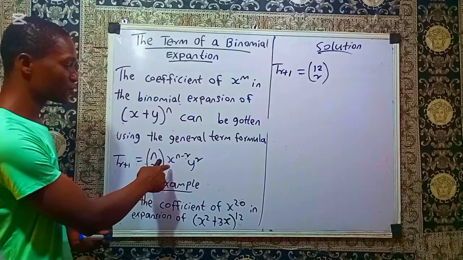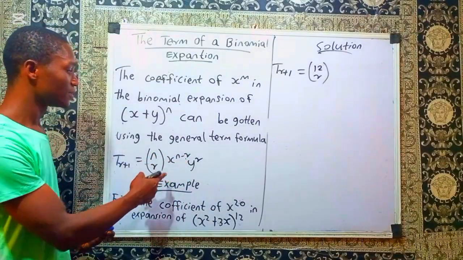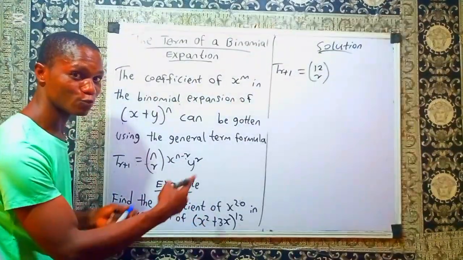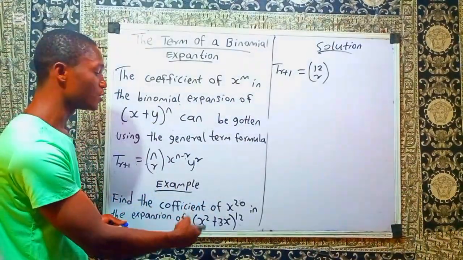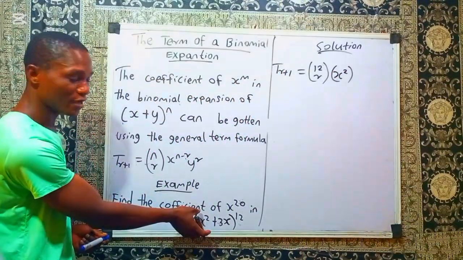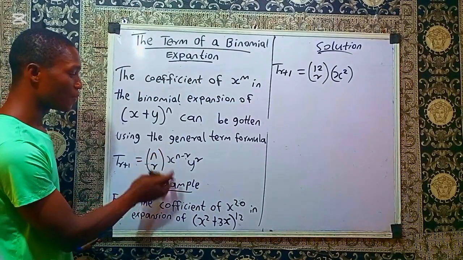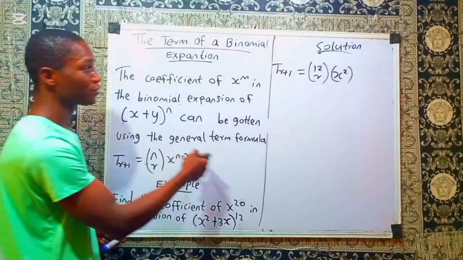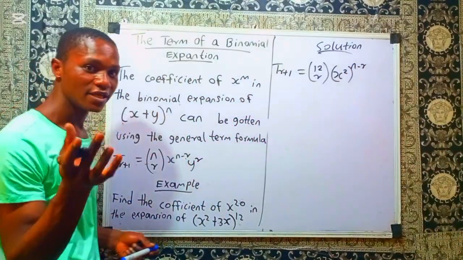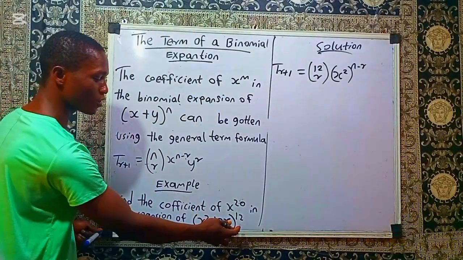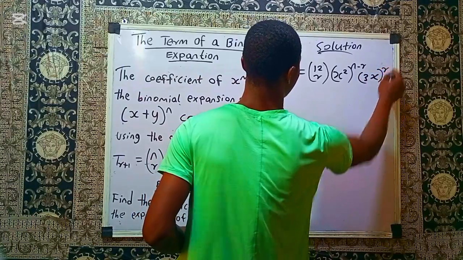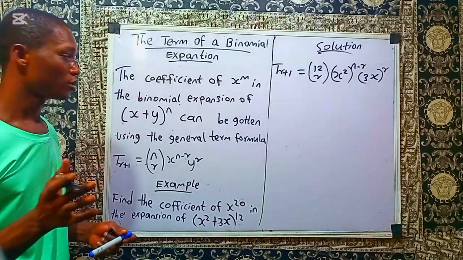Then we have x raised to power n minus r. What is x? x stands for the first quantity inside the bracket. What's the first quantity we have inside this bracket? x raised to power 2. So x squared is standing for it, and you raise it to the power n minus r. Then multiplying y raised to power r. y stands for the second thing inside the bracket. What's the second thing here? 3x. So 3x raised to power r. This is what we have.